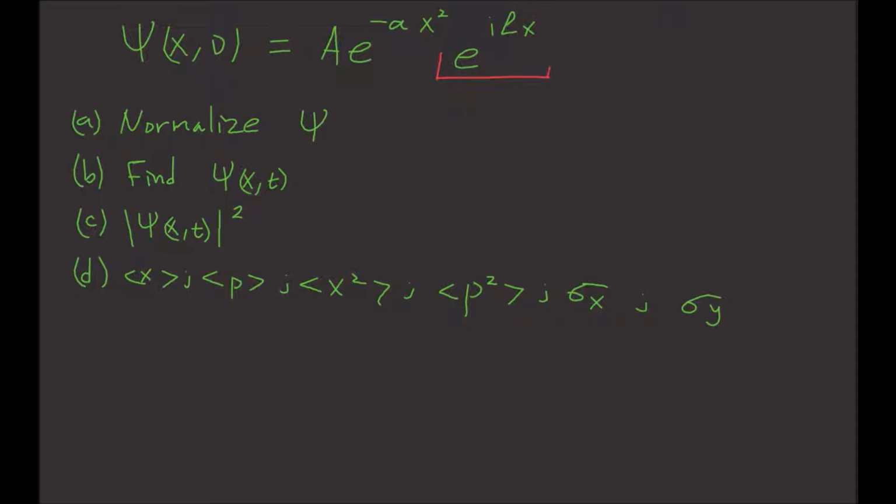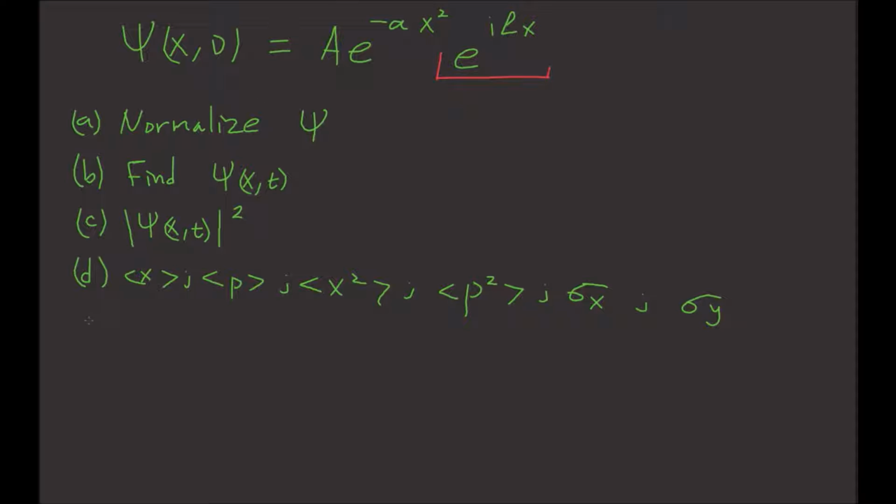So the first thing we need to do is find the normalization constant for psi, and then we need to find psi in terms of position and time. Then we need to find C, the probability density, and finally D, we need to find the expectation value of position, the expectation value of momentum, the expectation value of x squared and p squared, and then we have to find the error in x and the error in p. After that, we need to check to see if the uncertainty principle is satisfied.